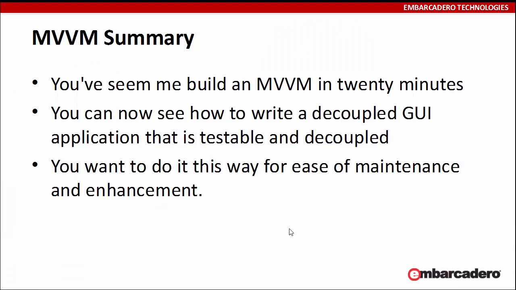Okay, so here's a quick summary. You seem to be able to build an MVVM application in about 20 minutes. You've seen now how you can write a decoupled GUI application that's testable and maintainable. And this is the reason you want to do this, that you've decoupled your code. It's maintainable and testable, as I said, and this is code that will not become a big pile of spaghetti. This code, if you continue to maintain it as decoupled as it is, will be maintainable and updatable for years to come.